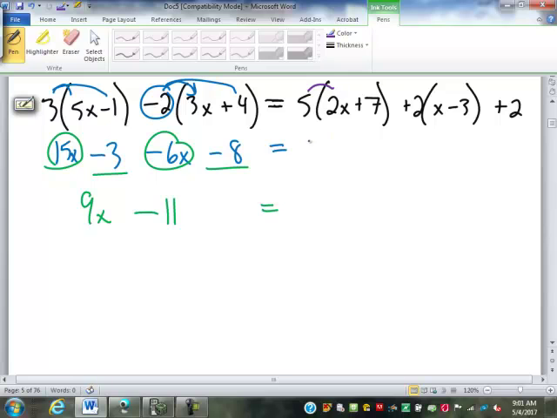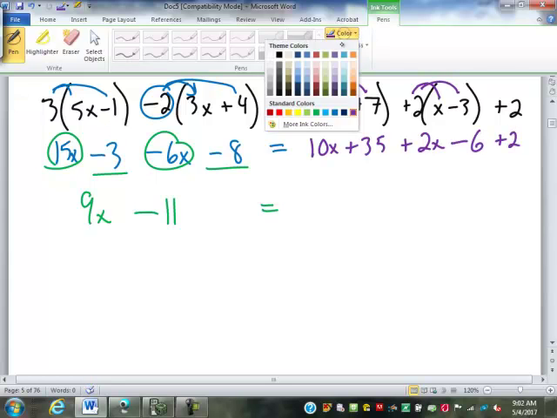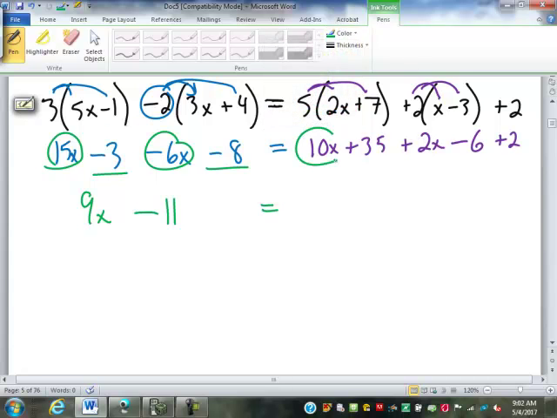So 5 times 2x. 5 times 7 is positive 35. Good. And then 2 times x. 2 times negative 3. Yep, negative 6. And we have the plus 2 there yet. So now we're going to combine. 10 and 2 makes 12x. 35 minus 6 is 29, plus 2 is 31.